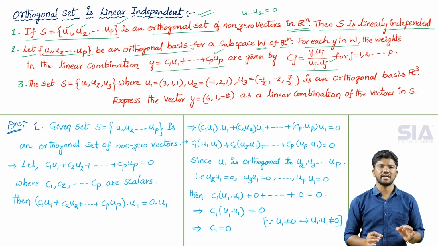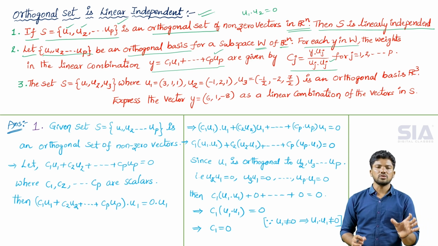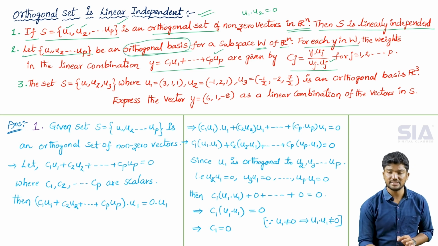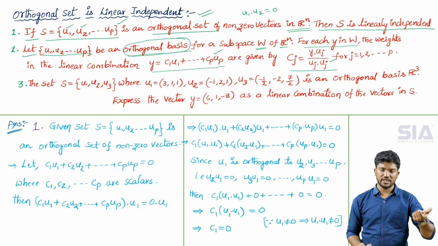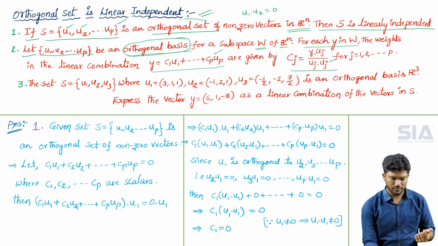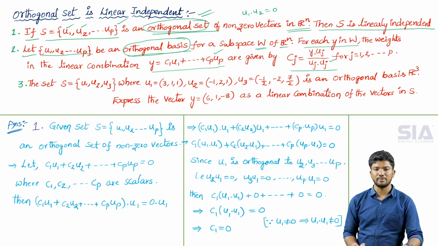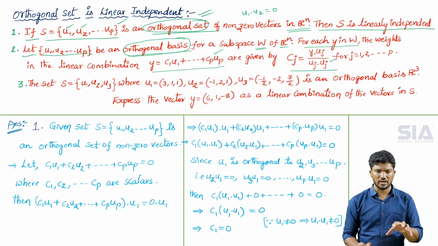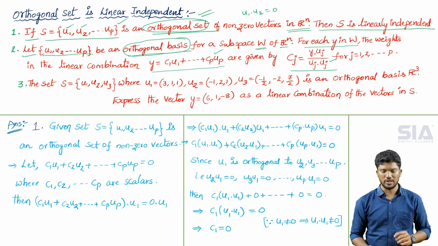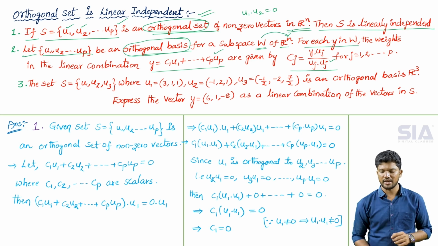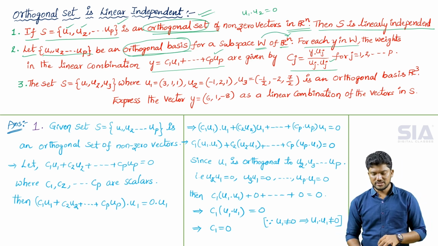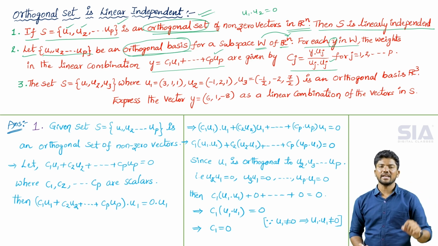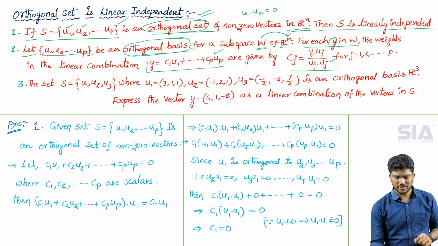Okay, the second question tells that whenever you take an orthogonal basis, the set is different, the basis is different. In question number 1 we have an orthogonal set. In question number 2 we have an orthogonal basis. Let u1, u2, up to u suffix p be an orthogonal basis in a subspace W of a vector space Rn. Then for each vector small y in subspace W, there is one linear combination.